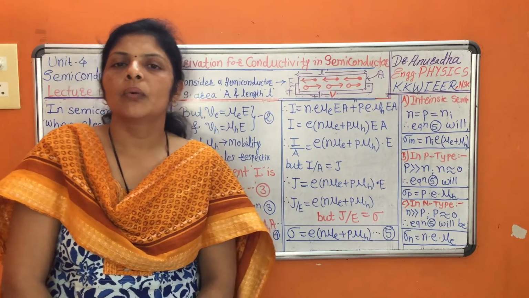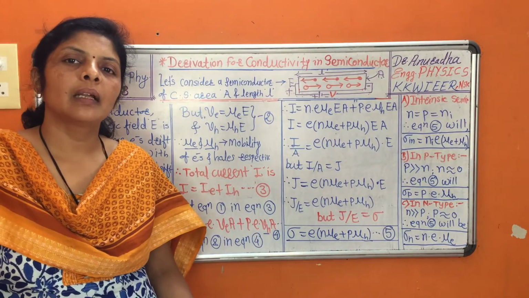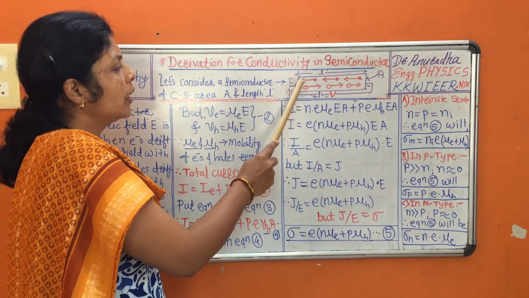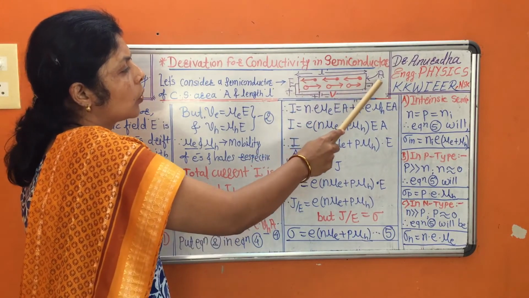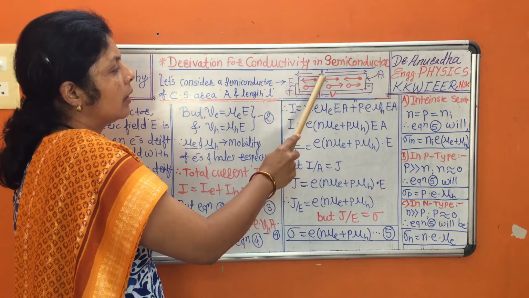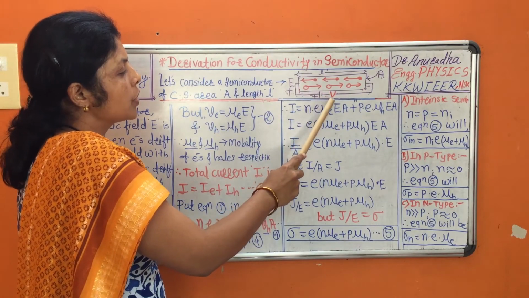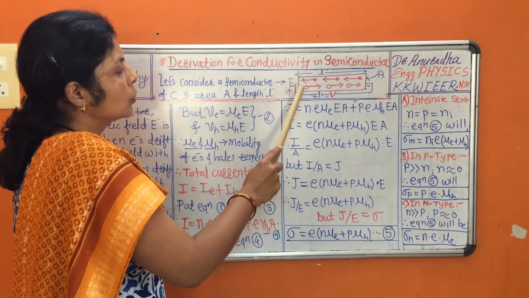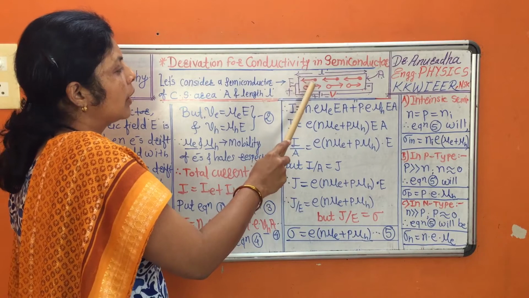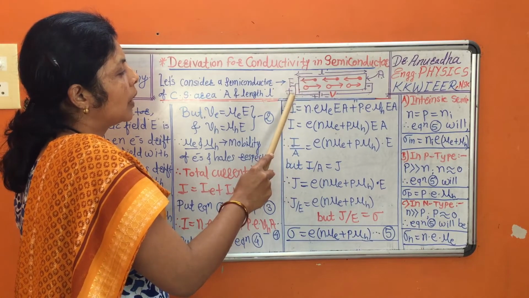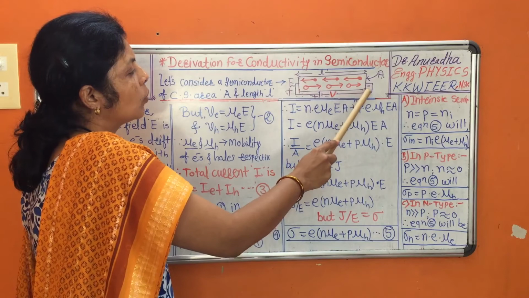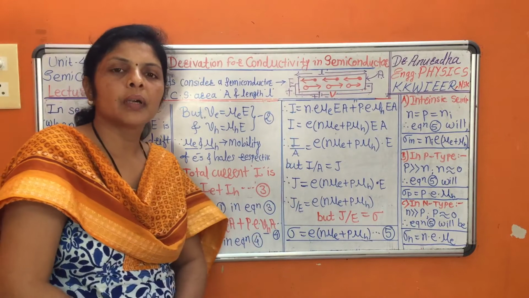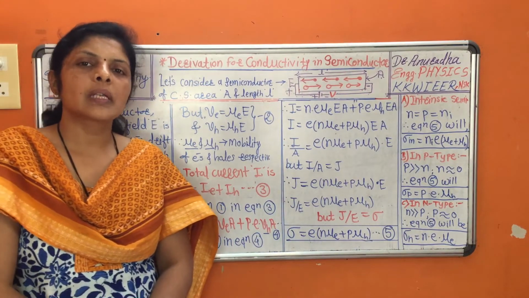For that purpose, we consider a semiconducting material with cross-sectional area A. This brief diagram shows the semiconducting material with cross-sectional area A and length L. Externally we apply some potential V, due to which an electric field is developed across this semiconductor. Due to this electric field, electrons drift towards the positive direction of the field while holes drift towards the negative direction. Hence we get two drift motions, of electrons and holes.